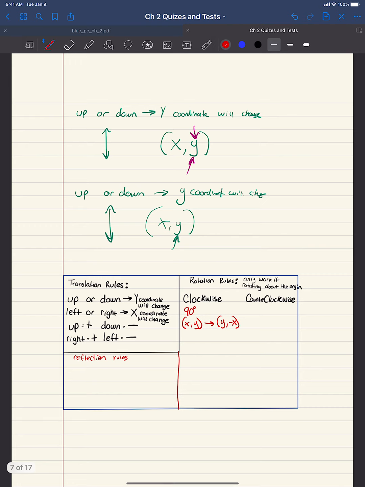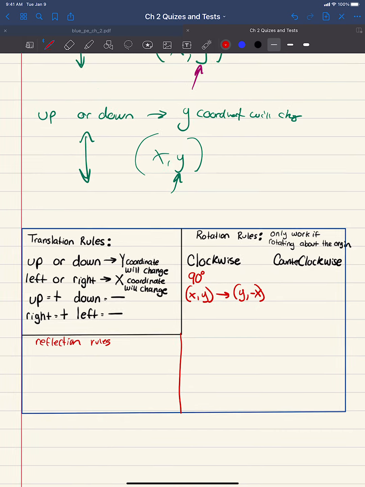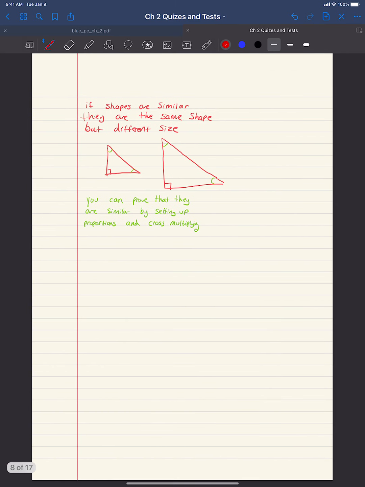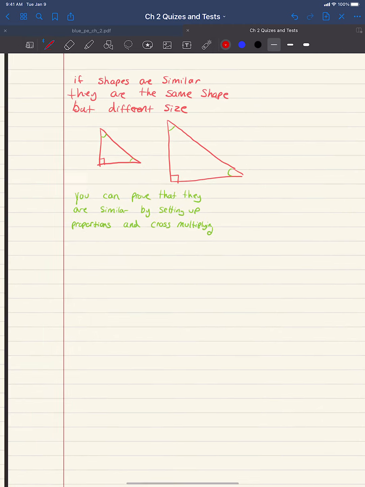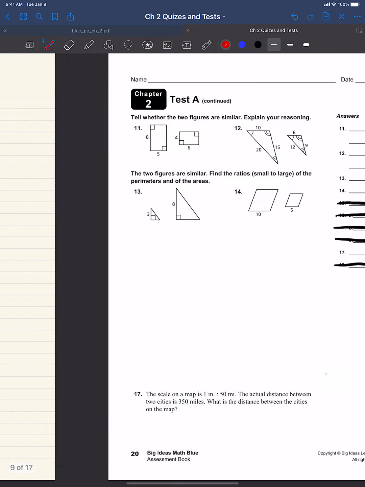Good? I think you guys are good. This is your note card. Okay. If the shapes are similar, they are the same shape, but different sizes. You can prove that they are similar by setting up a proportion and cross multiplying. Okay, that's the entire chapter right there.